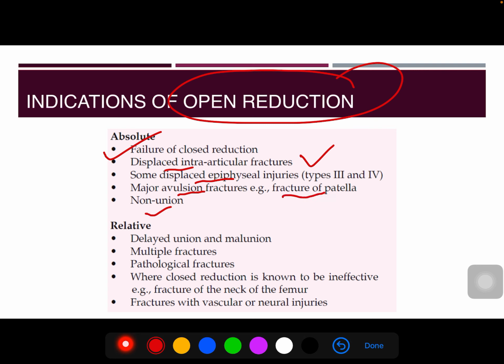For the relative indications: delayed union and malunion, multiple fracture, pathologic fracture, when closed reduction is known to be ineffective, fracture of the neck of the femur, and when the fracture has vascular or neural injuries.